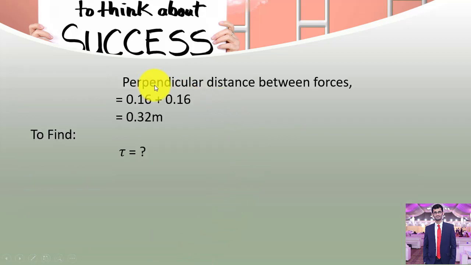Now, the perpendicular distance between the forces is 0.16 meter plus 0.16 meter, which comes out to be 0.32 meter. Dear students, these are the two radii of the steering wheel, which is equal to the diameter of the steering wheel, which comes out to be 0.32 meter. We need to find the torque produced.